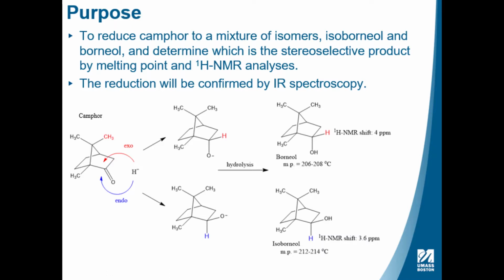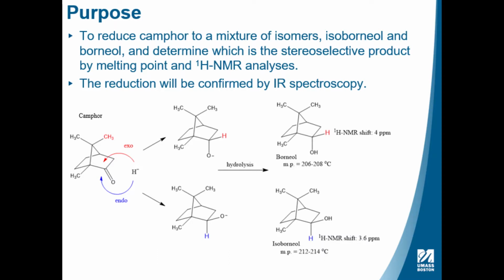Borneol's melting point starts at 206 degrees Celsius, and isoborneol's melting point starts at 212 degrees Celsius. If the product starts to melt at 206 degrees Celsius, the product may contain mostly borneol. If the product starts to melt at 212 degrees Celsius, the product contains mostly isoborneol.